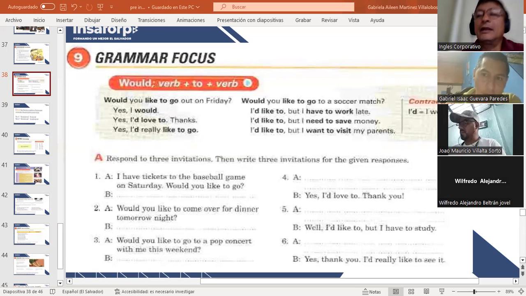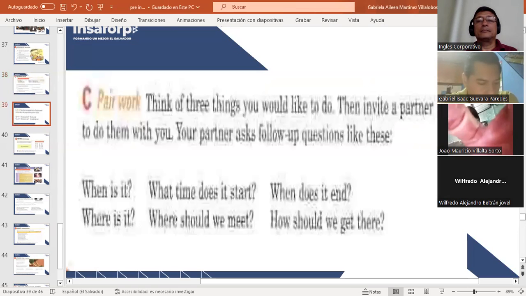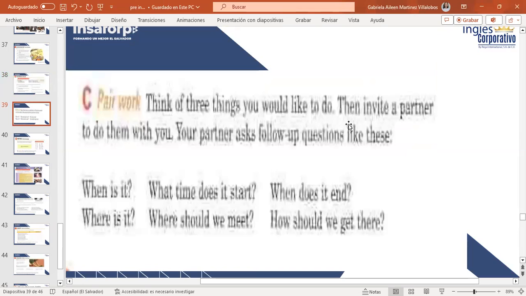Let's check. Let's continue. Think of three things you would like to do. Then invite a partner to do them with you. Your partner asks follow-up questions like this. When is it? What time does it start? When does it end? Where is it? Where should we meet? How should we get there?